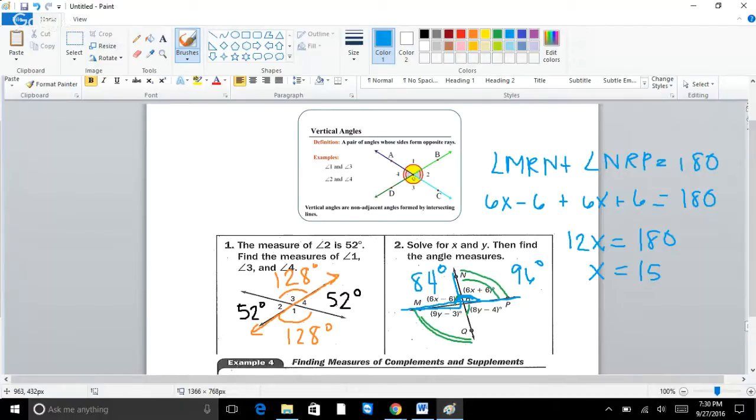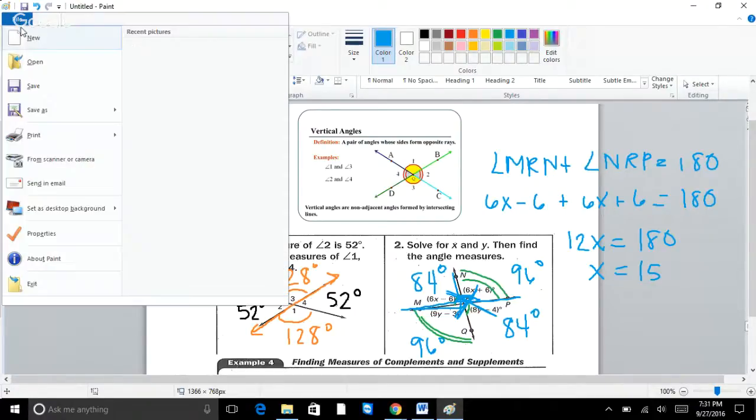Now, to find the other angles, we could solve for y, just like we solved for x, or we could use our rules about vertical angles, right? So this angle and this angle are vertical angles, so we know that this is going to be 84 degrees as well. And then our vertical angle this way is also going to be 96 degrees. Okay, so that's how we can use supplementary angles, vertical angles, and then there are some problems with complementary angles to find values.